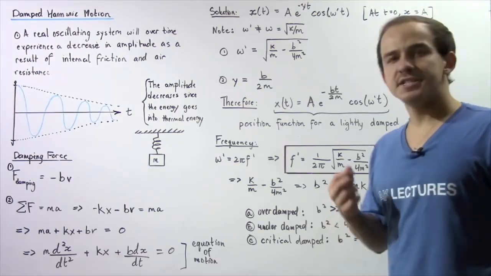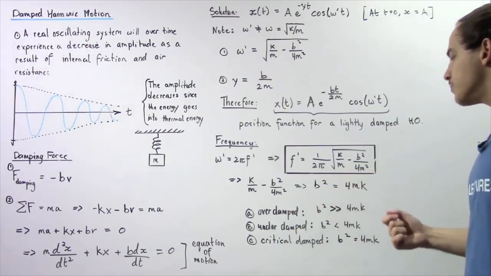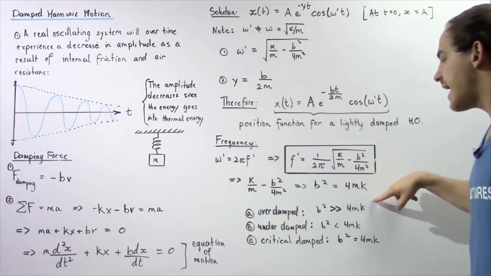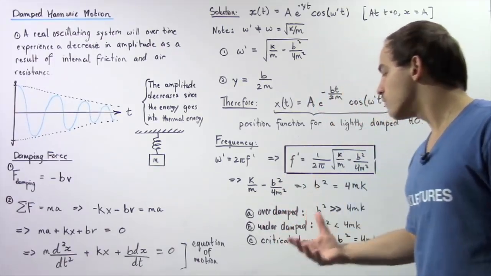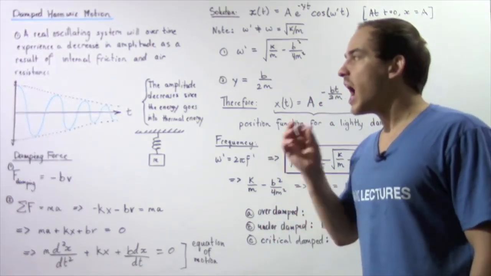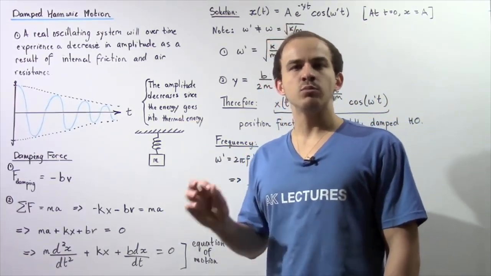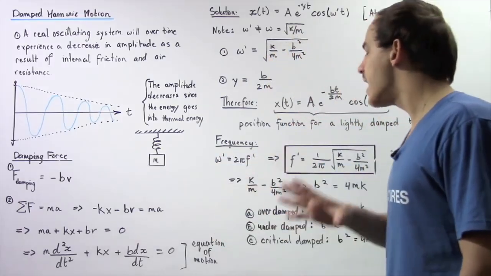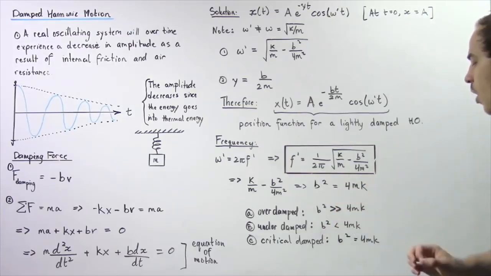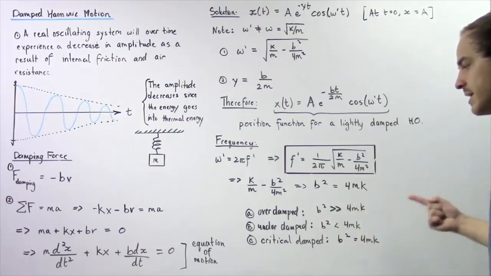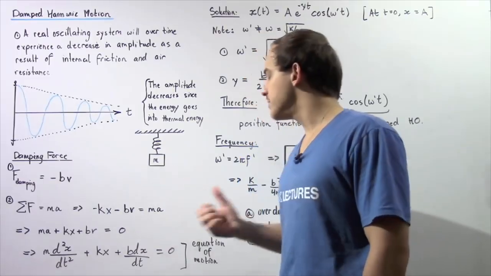When an object is experiencing overdamped motion, what that basically means is that the b squared term is much larger than the 4mk term. And what that implies is that the object will take a very long time to achieve its equilibrium position. It will take a very long time to actually stop oscillating. When an object is underdamped, that means that b squared is smaller than 4mk. And this means that the object will oscillate several times before actually coming to rest.